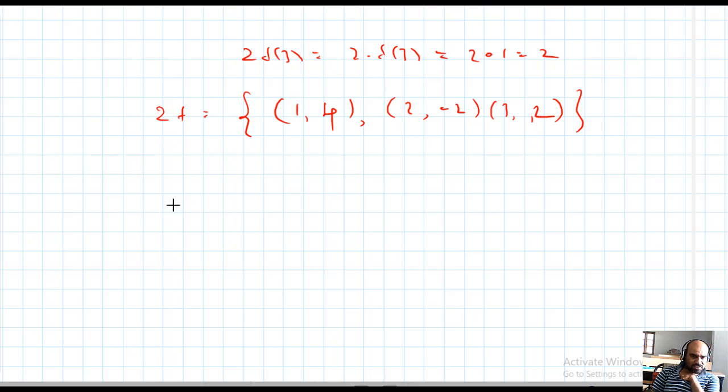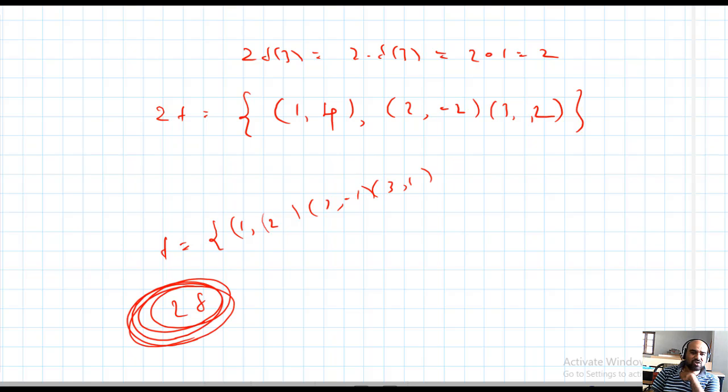Observe, students, how I got it. F is given as 1 comma 2, 2 comma minus 1, 3 comma 1. We want the 2f function. You just multiply the second elements of the ordered pairs, keeping the domain as it is. 1, 2 twos are 4. Domain as it is, 2. 2 into minus 1 is minus 2. Domain as it is. So this is the 2f.